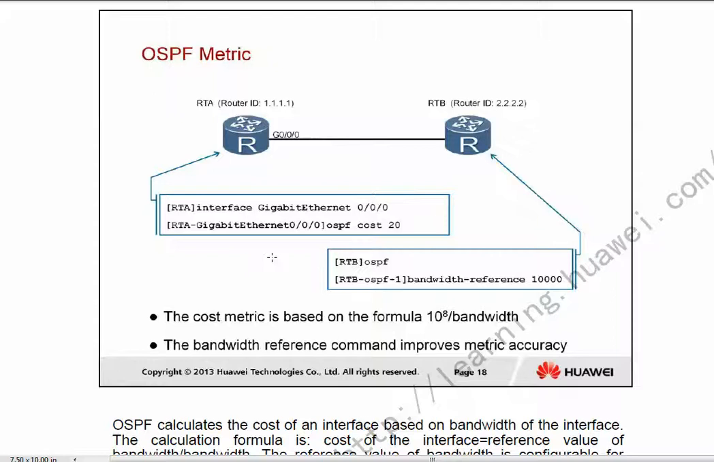OSPF metric. The cost metric is based on the formula of 10 to the power of 8 divided by the bandwidth. The bandwidth reference command improves metric accuracy. You can change this number here.